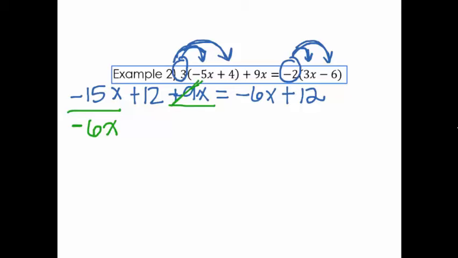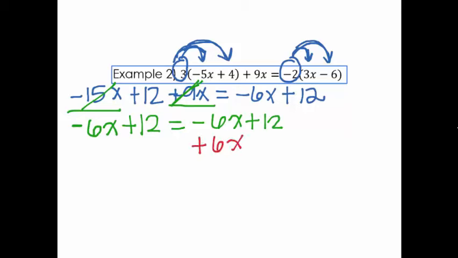So now I'm done with both of the variables, and I'm left with plus 12 on this side. And then I'm just going to bring everything else down. So negative 6x plus 12 equals negative 6x plus 12. Now, at this point, you can probably see that these two equations or expressions on each side of the equal sign are exactly alike. I have negative 6x, 12, and 12. But to prove that this is true, I'm going to go ahead and finish. So plus 6x on both sides.